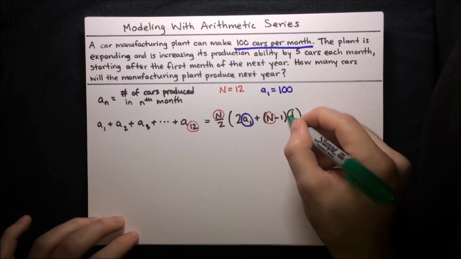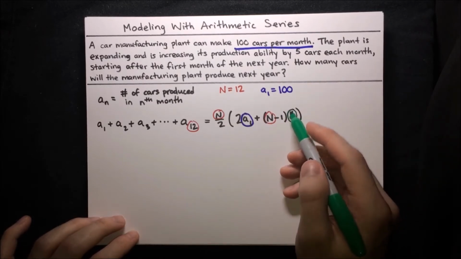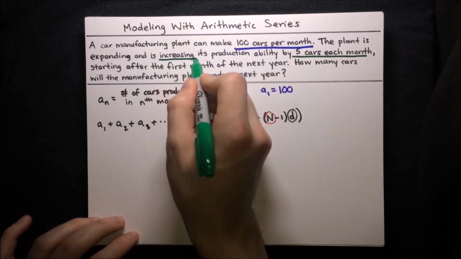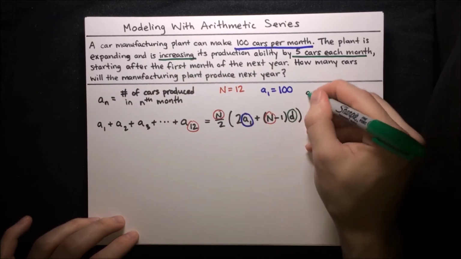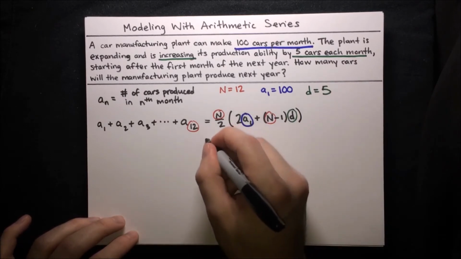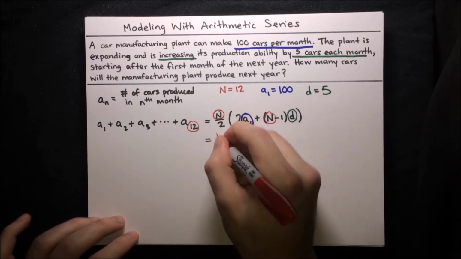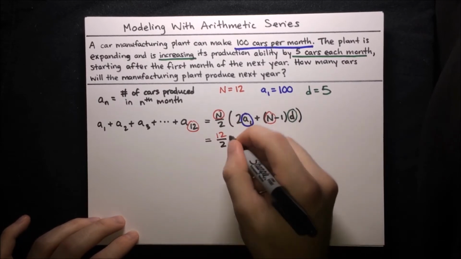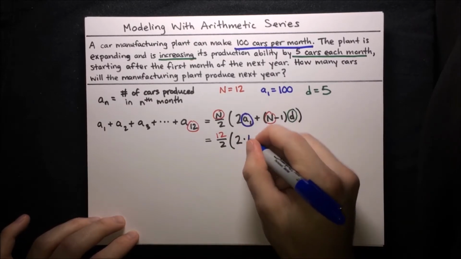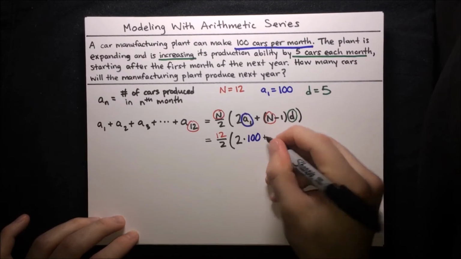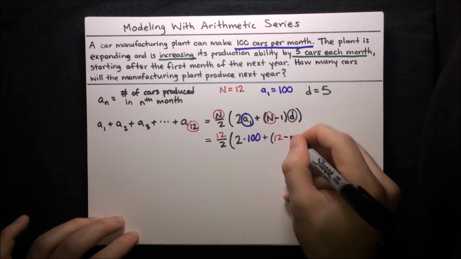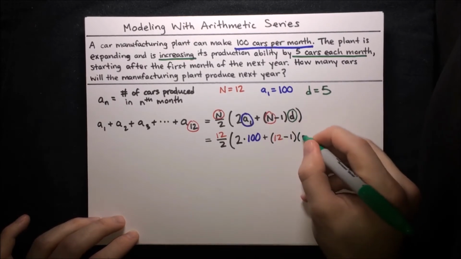And then d, the common difference, is what we're adding every time. The production ability is increasing by 5 cars per month, so the common difference is 5, because that's what we're adding to every term in the series. Let's go ahead and substitute all this information in. 12 over 2 times the quantity 2a_1, so 2 times 100, plus n minus 1, where n is again 12, so 12 minus 1, times the common difference, which is 5.